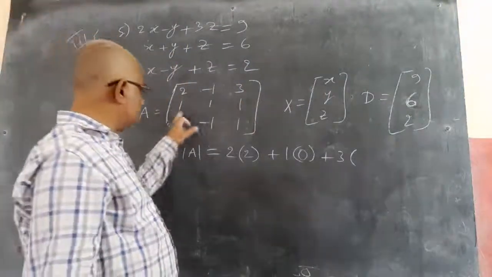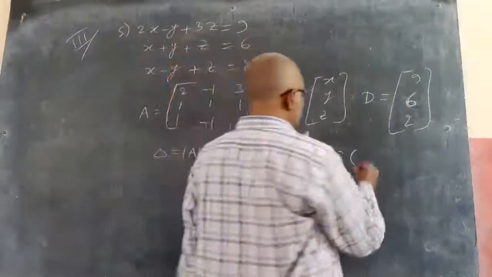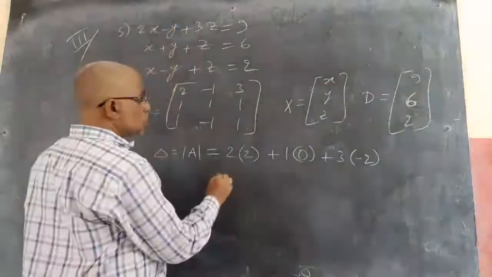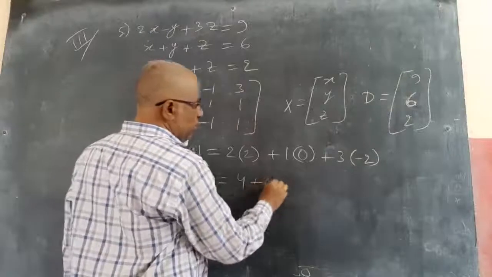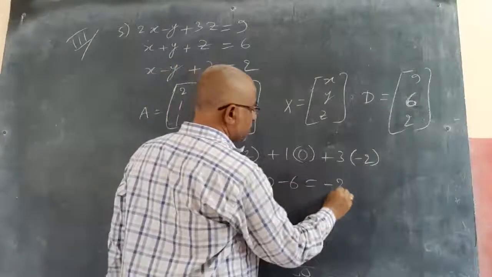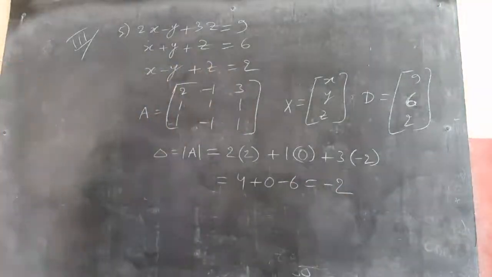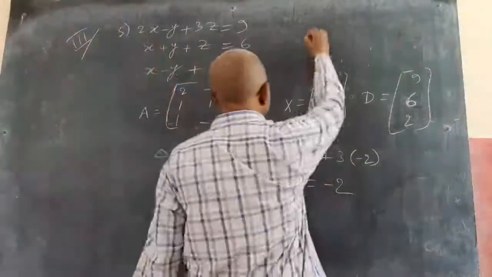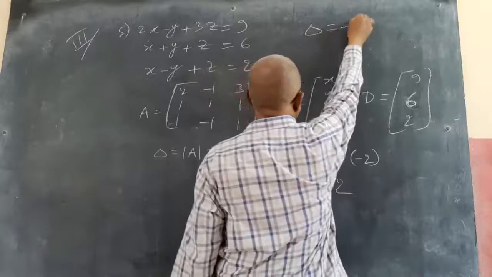its minor, minus 1 minus 1, minus 2. So 2 times 4 plus 0 minus 6. So left out is minus 2. So delta equal to minus 2. I will write the delta value as usual here. Delta equal to minus 2.